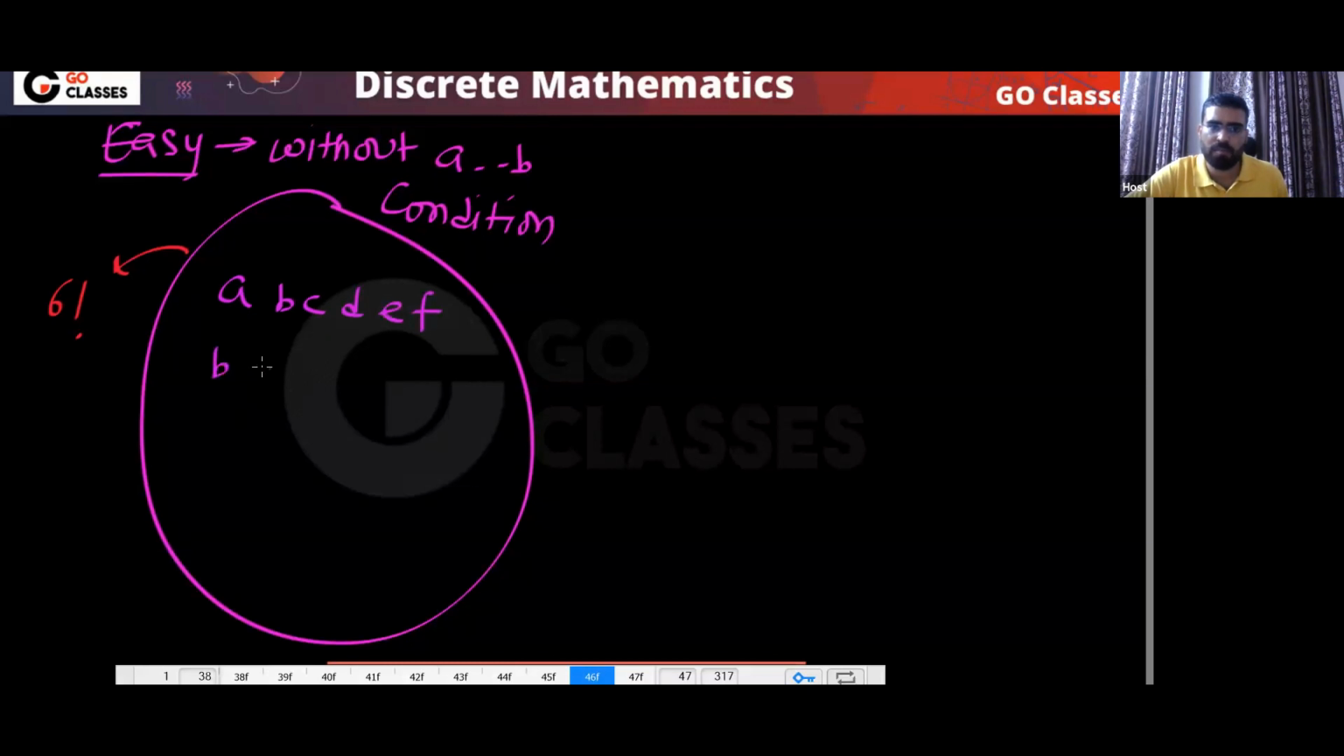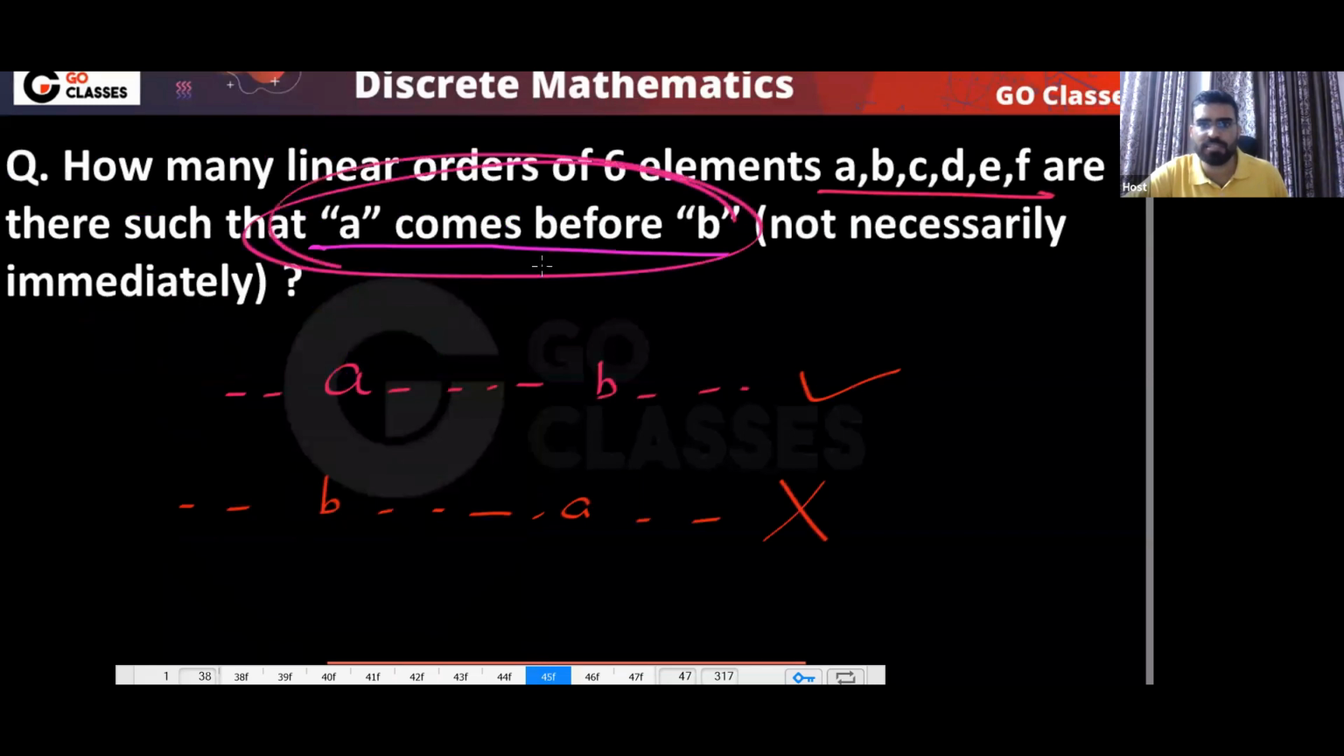And for example, B, C, A, or maybe B, A, C, D, E, F. Like this, there are many things. For example, maybe A, C, D, B, E, F, B, C, D, A, E, F. Something like this. Anyway, now let's move on. So life is very good if you don't have this condition. Without this condition, life is very good.